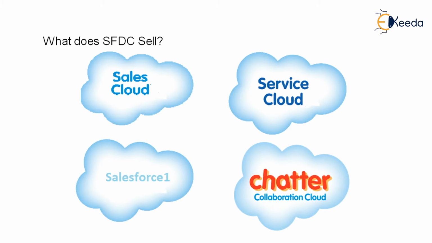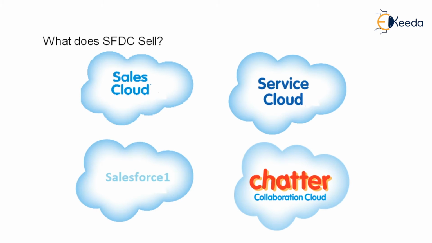Also, if there are certain issues while using Service Cloud, Salesforce 1 or Sales Cloud, then there is one collaboration cloud called Chatter. That is one of the enhancements in this Salesforce. With the help of that, certain tickets are generated, and the issues faced while using Salesforce products get resolved. That is because Chatter is one of the applications which is a part of the Salesforce collaboration cloud.